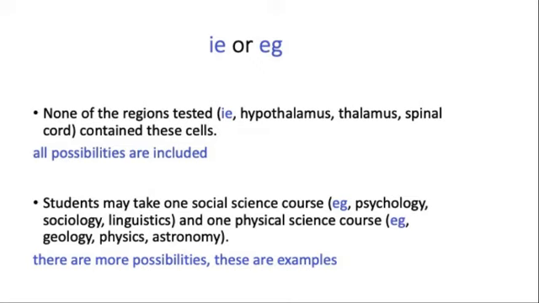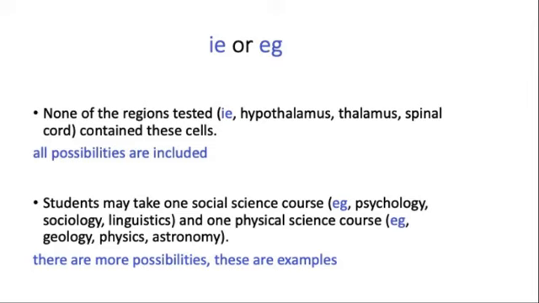Here is an example for i.e., which means "that is." None of the regions tested, i.e. hypothalamus, thalamus, spinal cord, contained these cells. And here an example for e.g., which means "for example." Students may take one social science course, e.g. psychology, sociology, linguistics, and one physical science course, e.g. geology, physics, astronomy.